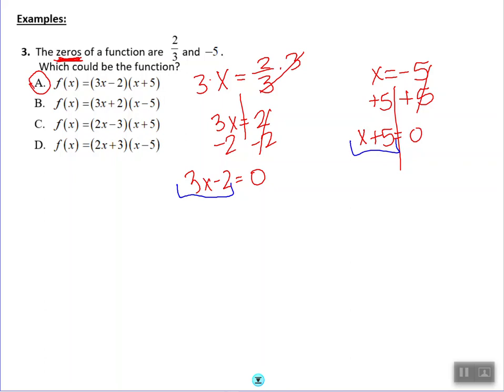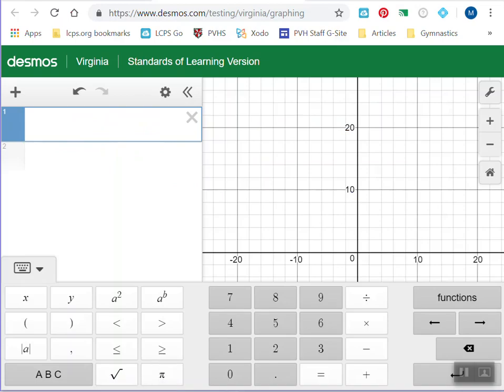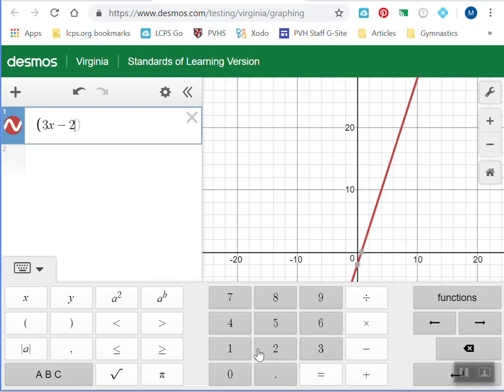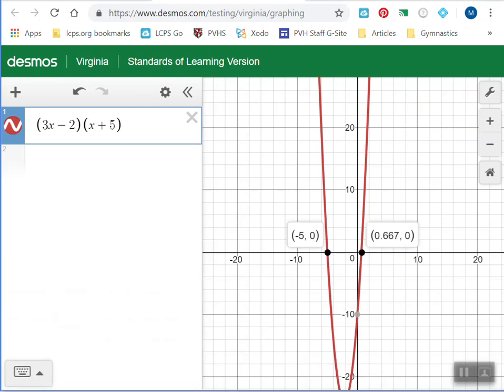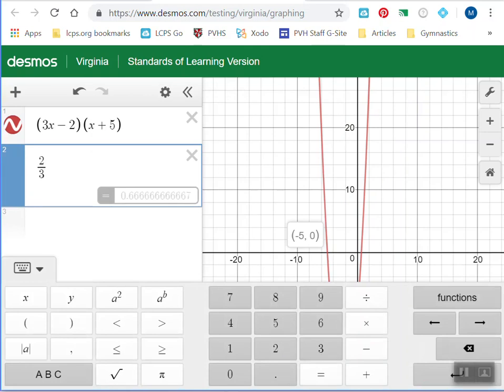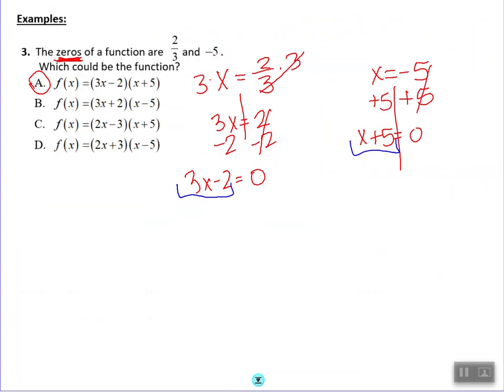The other way we could do this is using Desmos. If I type answer choice A into Desmos, and look at the x-intercepts, I have negative 5 and 0.667. Well, 2/3 is the same as 0.667. So either way will work for that problem. Let's look at one more.